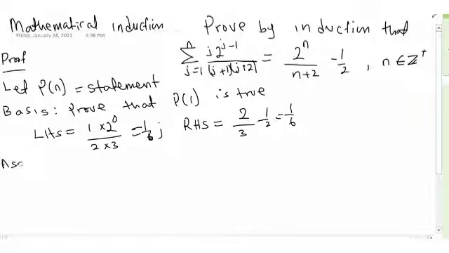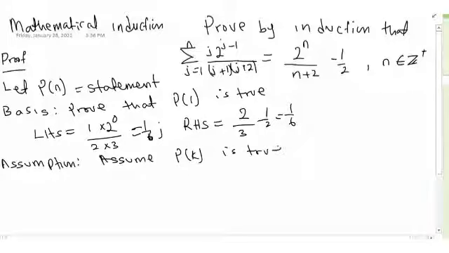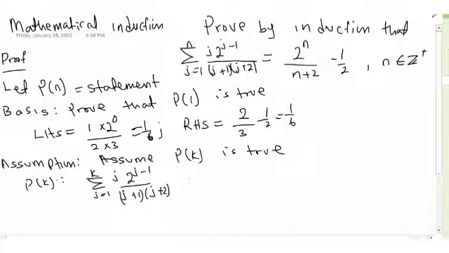The second stage is called the assumption. Here we assume the statement is true for n is equal to k. So assume P of k is true. So here we just write that for P of k now, we have sigma from j equals 1 up to k of j 2 raised to j minus 1 over j plus 1 to j plus 2 is equal to 2 raised to k divided by k plus 2 minus half.